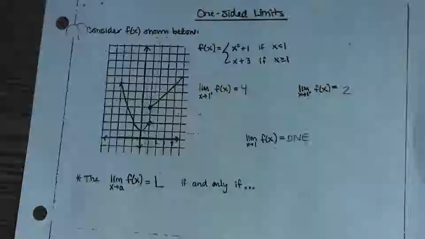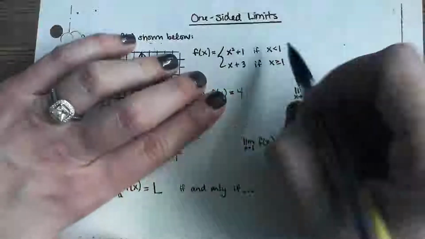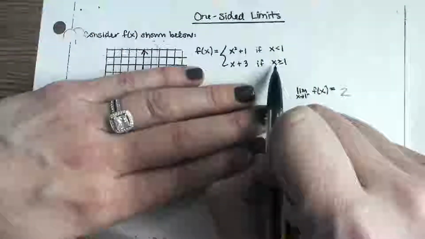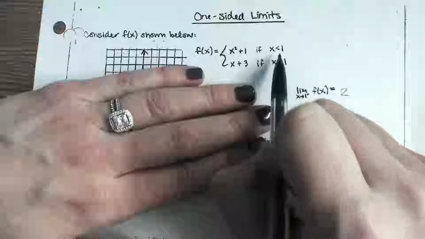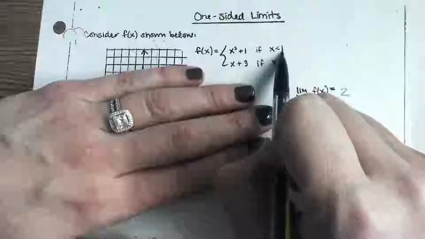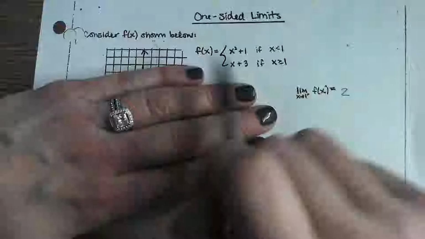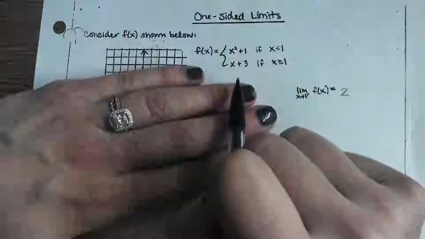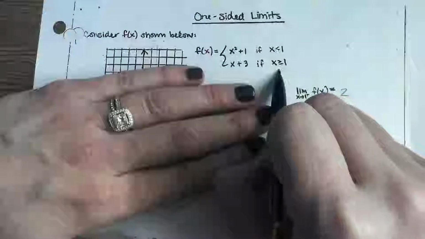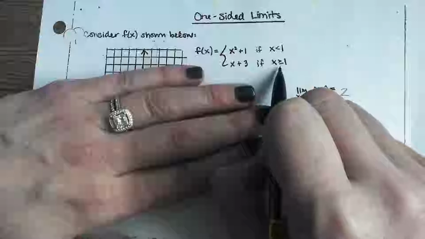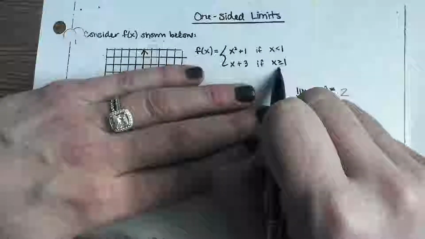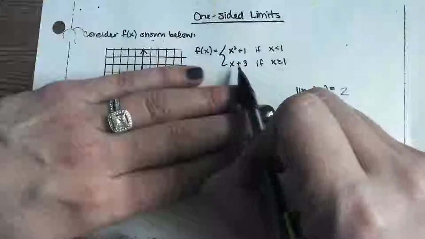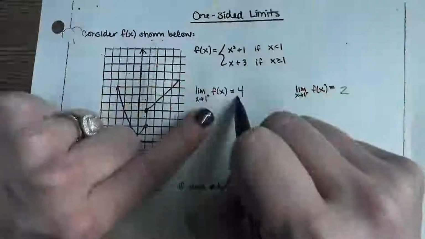Okay? Now, if we didn't have a picture, if we just had the function, and we knew we were approaching 1 from the right, which one of these is approaching 1 from the right, the top equation or the bottom equation? 1 from the right means bigger numbers than 1. So which one? The bottom one. So if you wanted to see what this was approaching as x approaches 1, you would plug 1 from the right into this equation. 1 plus 3 is 4.